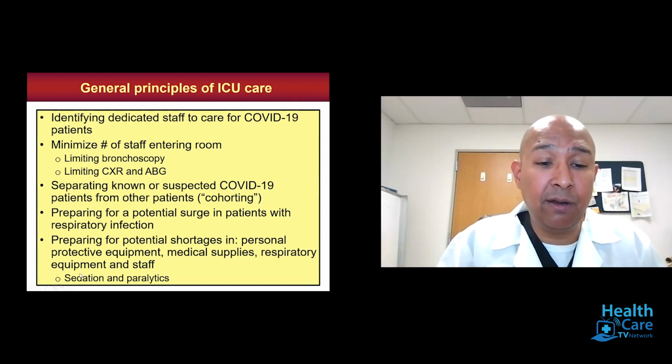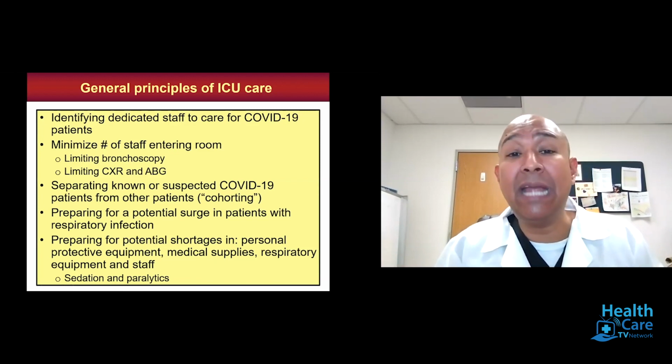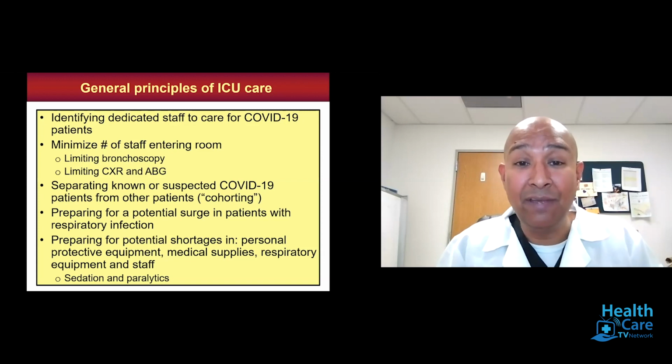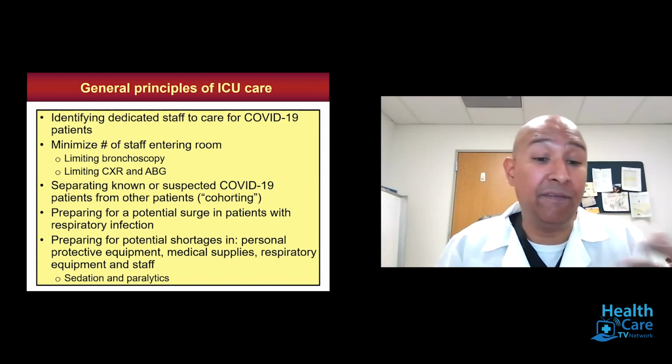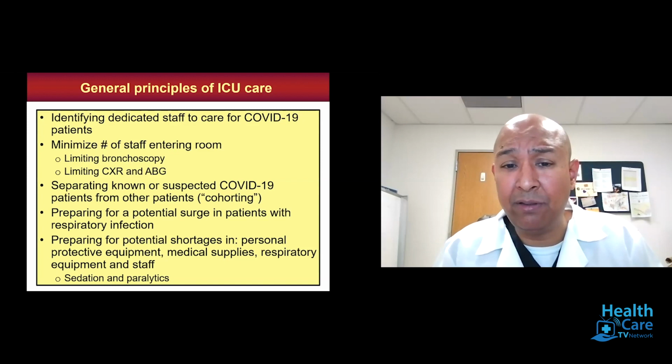But I really put here sedation and paralytics. And why did I put that there? I'm not running out of ventilators. What I am running out of is sedation and paralytics. There's going to be a shortage because when you manage these patients on the ventilator, we definitely sedate them. And sometimes to help them be in sync with the vent, we use paralytics. And there's going to be a shortage of these things.